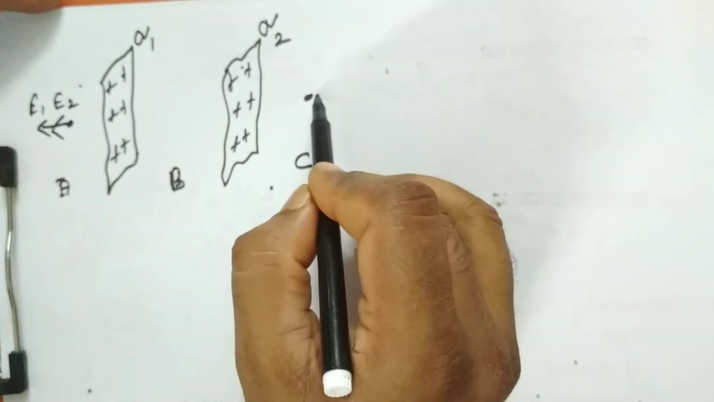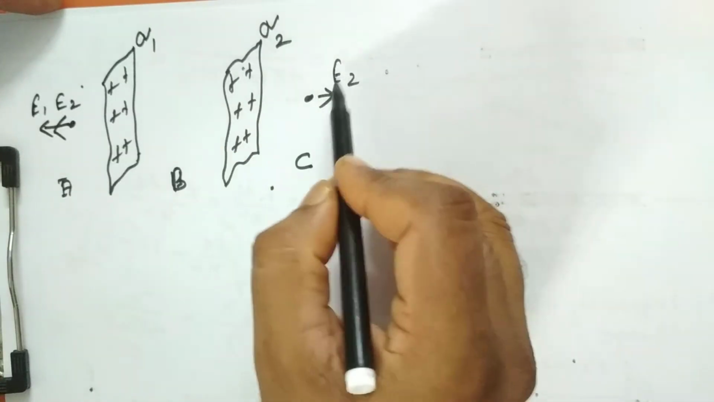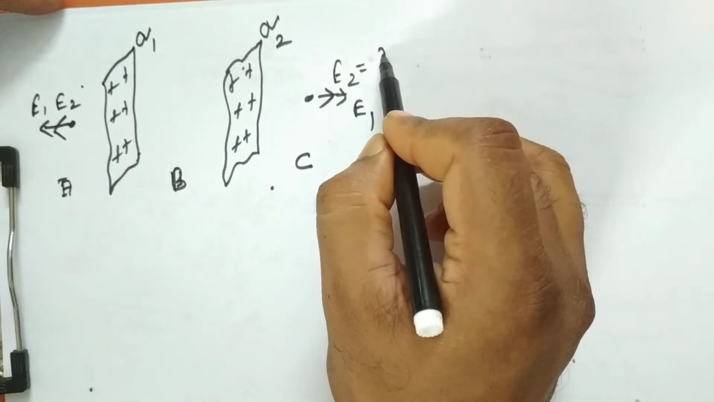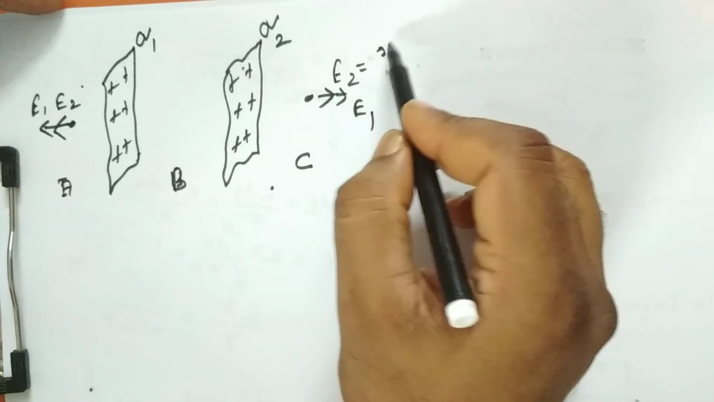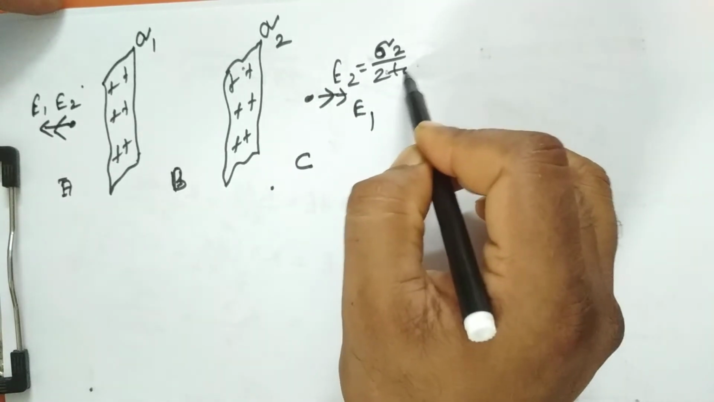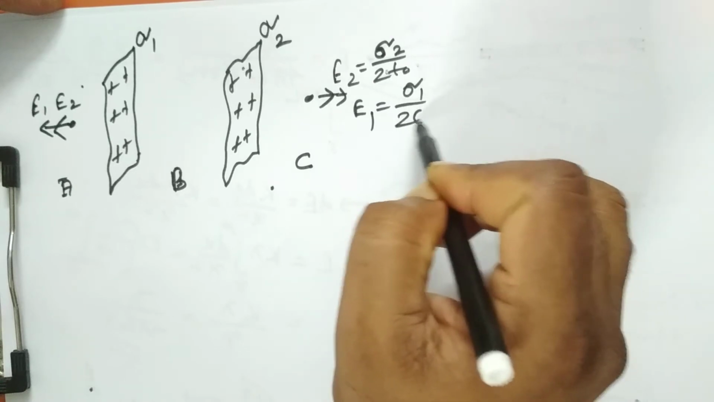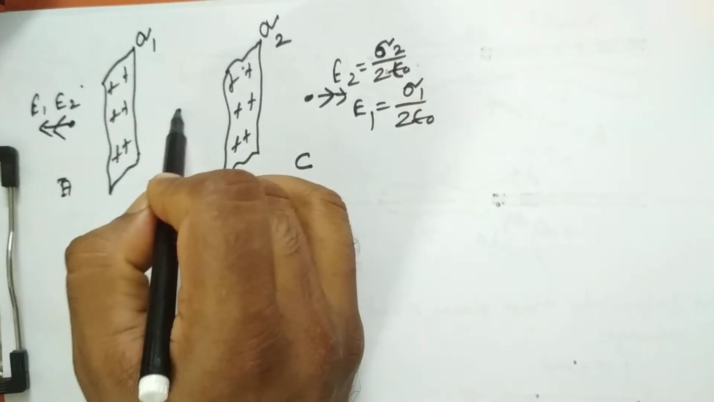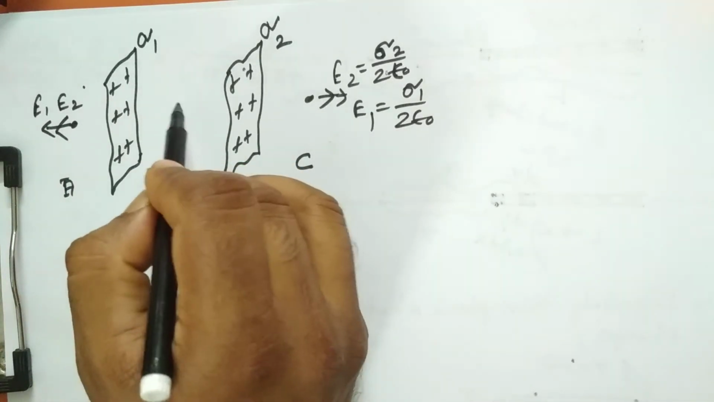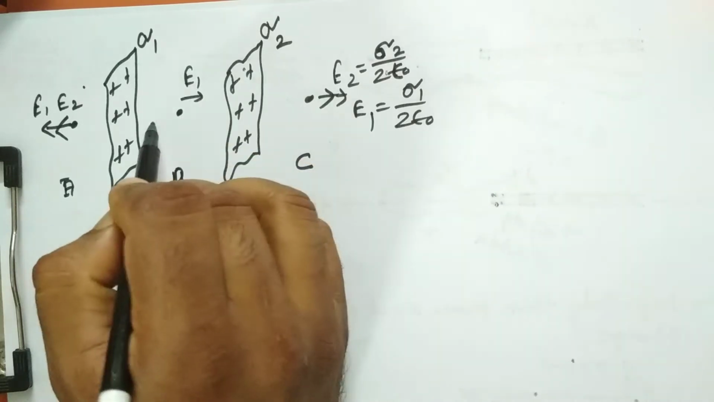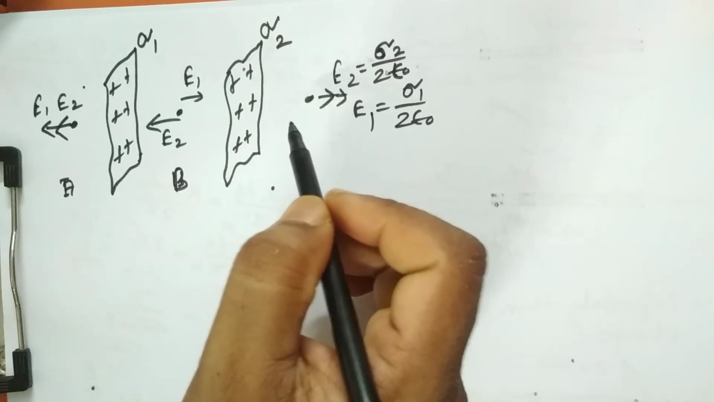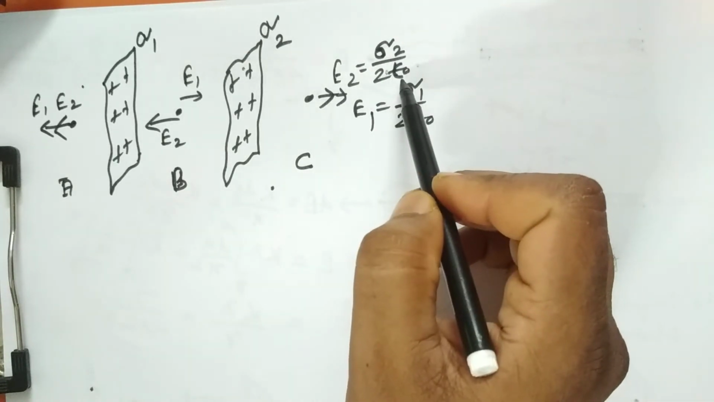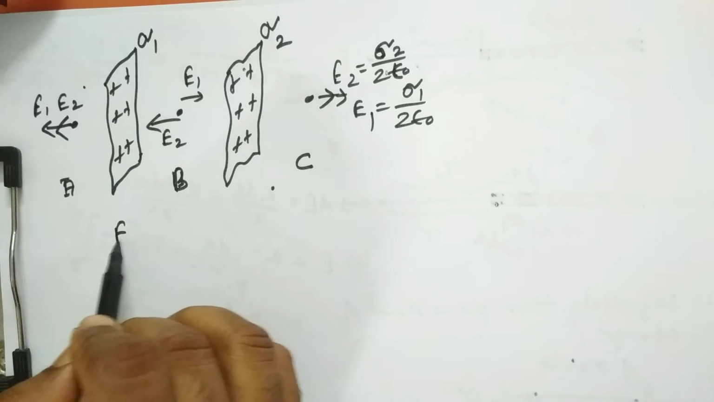On this side, because of sigma 2 it will be towards right, because of sigma 1 also towards right. E2 is the electric field because of sigma 2, that is sigma 2 divided by twice epsilon naught. This is also sigma 1 divided by twice epsilon naught. Here also same situation. But in between, E1 will be towards right and E2 towards left. Everywhere E1 is equal to sigma 1 by twice epsilon naught and E2 is equal to sigma 2 by twice epsilon naught. So therefore, net electric field in the region A.